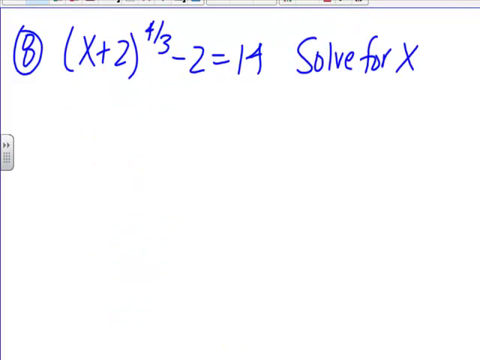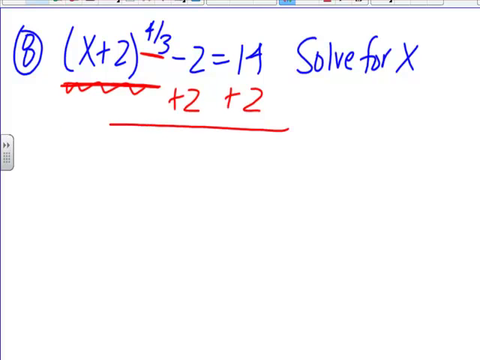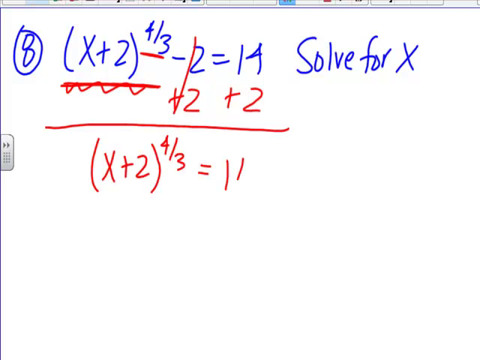Okay, here's another situation, and I just want to remind you, hopefully your brain realizes that you need to raise this to the reciprocal, but don't do that until you get that all by itself. So right now, that 2 is in the way. So now I'm going to rewrite this as x plus 2 to the 4/3 is equal to 14 plus 2 is 16. And now I'm going to go ahead and say, okay, I'm going to raise this to the 3/4, and I'm going to raise that 16 to the 3/4. 4 over 3 times 3 over 4 is 1, so now I just have x plus 2.